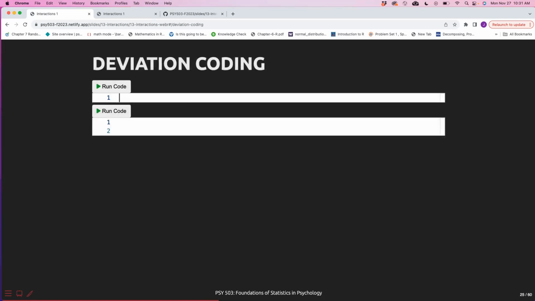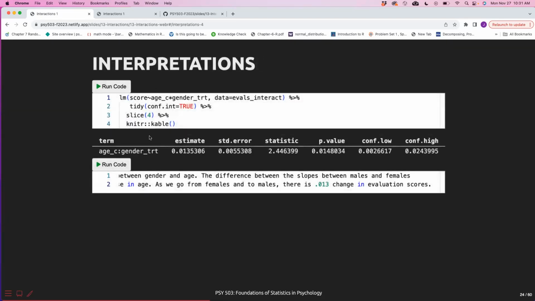This is a free country and you can do what you want. You might want to just use dummy coding, right? It might be easier for you to interpret. I like to use deviation coding, so 0.5, negative 0.5. What I wanted to do is rerun this model with deviation coding and go through the interpretations because it's a slightly different interpretation. I might ask you to do deviation coding maybe on Wednesday, who knows? But I wanted to go over the interpretations.